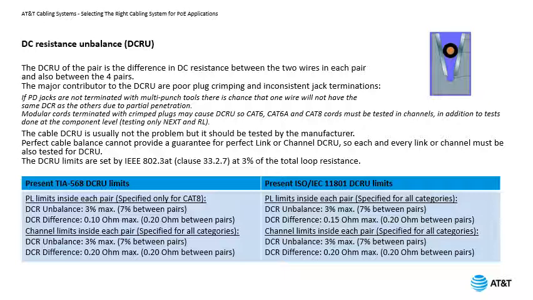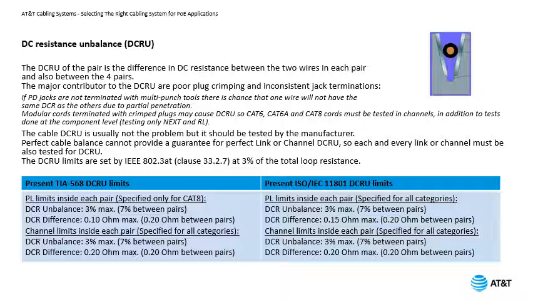The cable DC resistance imbalance is usually not that big a problem because it is already monitored during manufacturing, but it should be tested by the manufacturer as well. The perfect cable balance cannot provide a guarantee for perfect link or channel DC resistance imbalance. So each and every link or channel must also be tested for DC resistance imbalance.